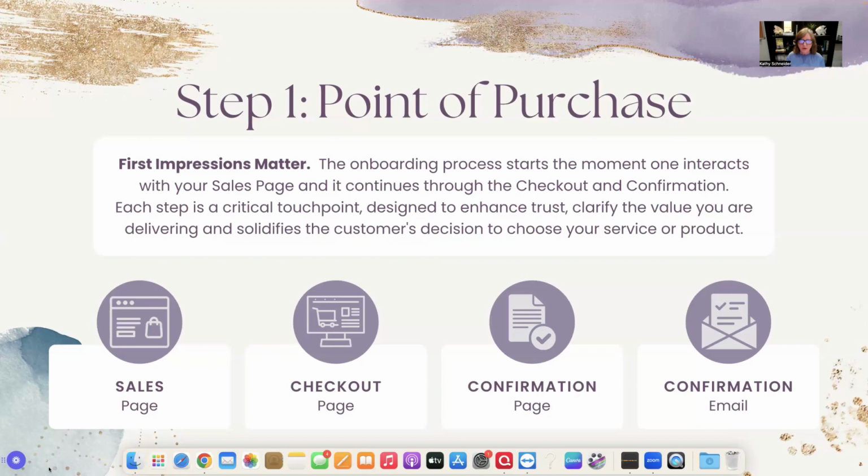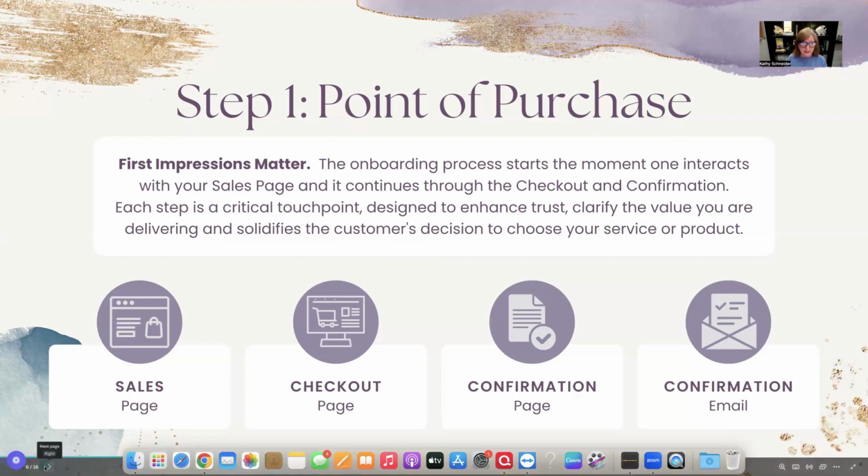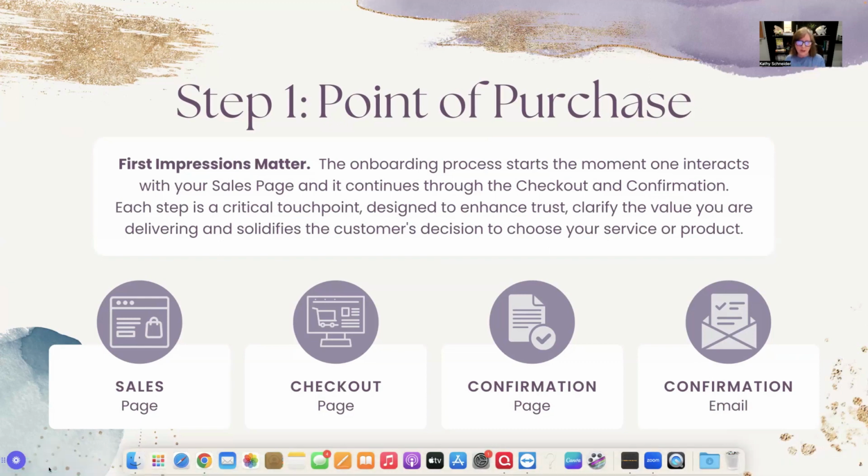All right. So you can see here across the bottom, we've got sales page, checkout page, confirmation page, and then confirmation email. We're going to dive deeper into each of these. Plus, I've got some more things for you as well. This is strictly step one. This is the point of purchase.